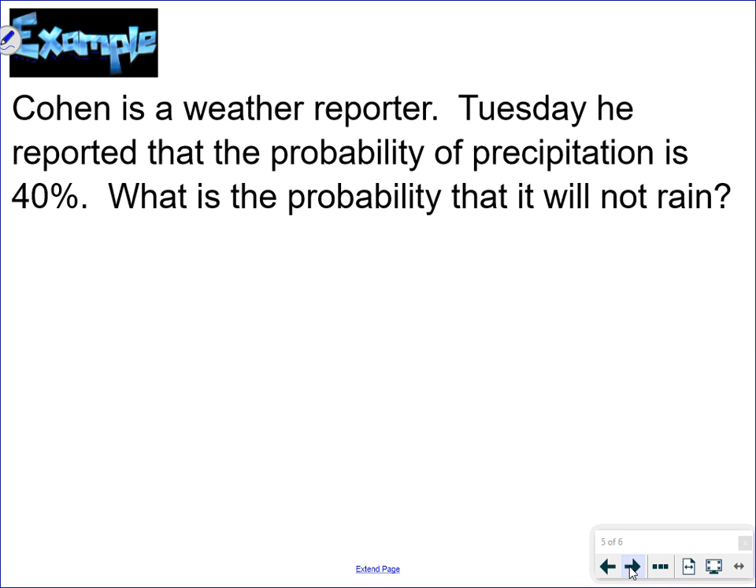In this last example, Cohen is a weather reporter. Tuesday, he reported that the probability of precipitation is 40%. What is the probability that it will not rain? We are assuming that the precipitation he's talking about is rain. If the probability of it going to rain is 40%, all we need to do is subtract this 40% from 100. So the probability of no rain is 60%.